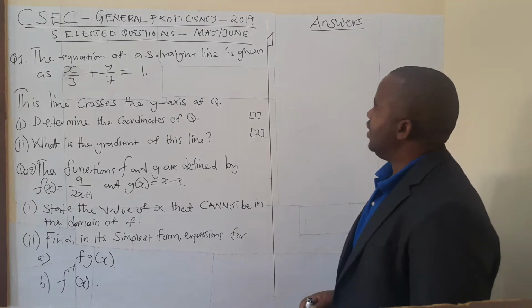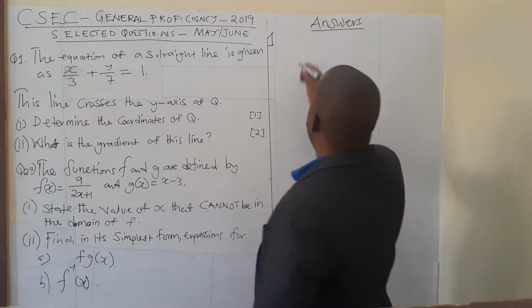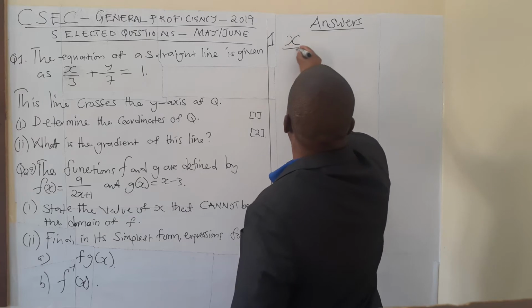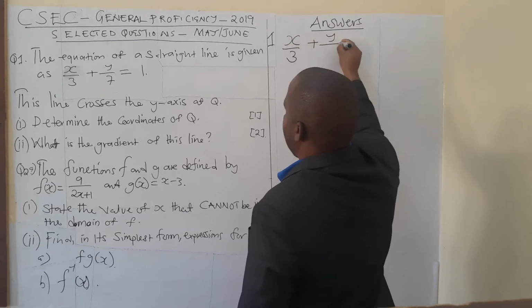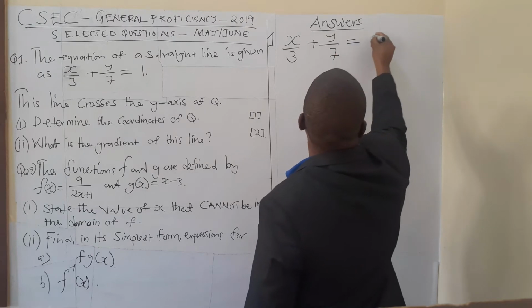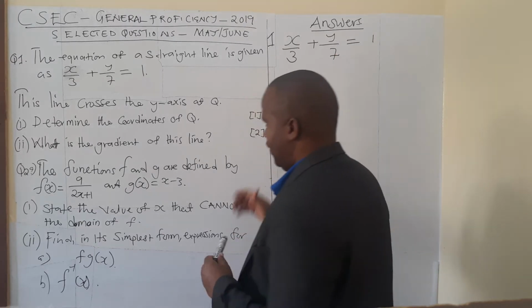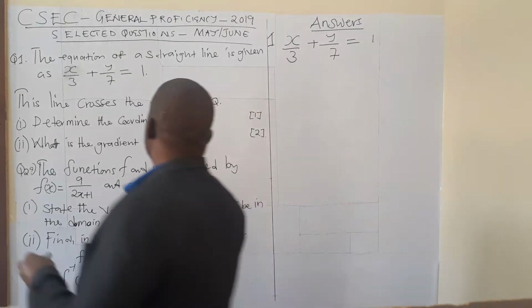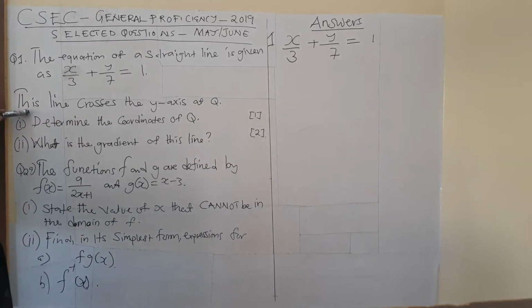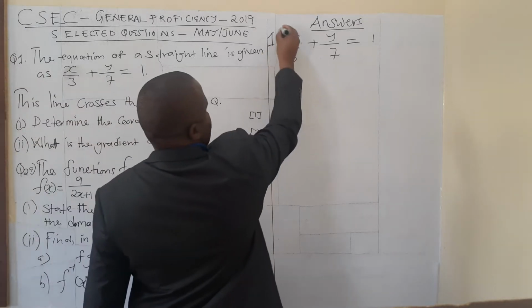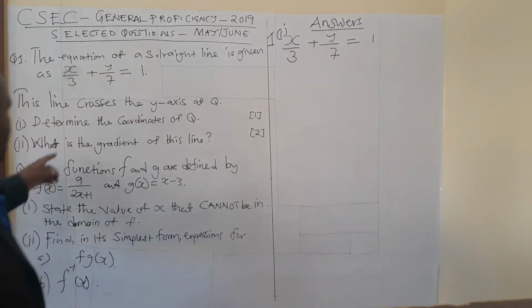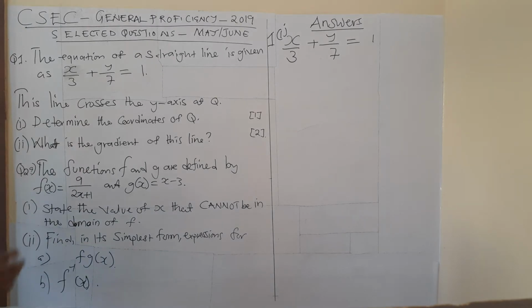The equation of a straight line is given by x divided by 3 plus y divided by 7, and the answer is 1. Now we have been told that this line crosses the y-axis at point Q. Roman numeral 1. Can we then determine the coordinates of Q?